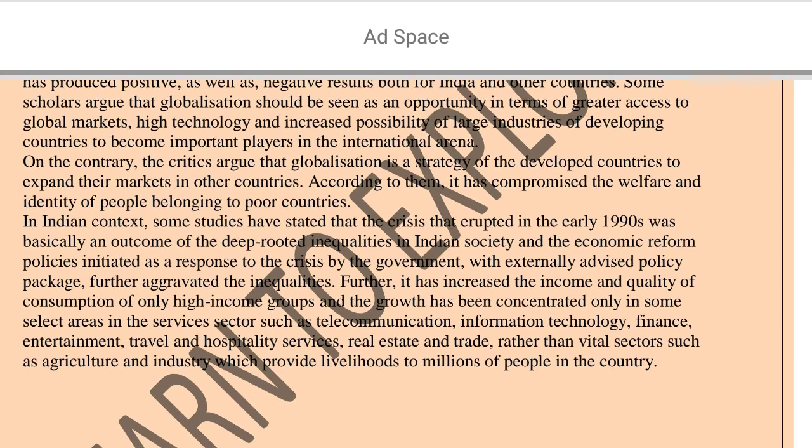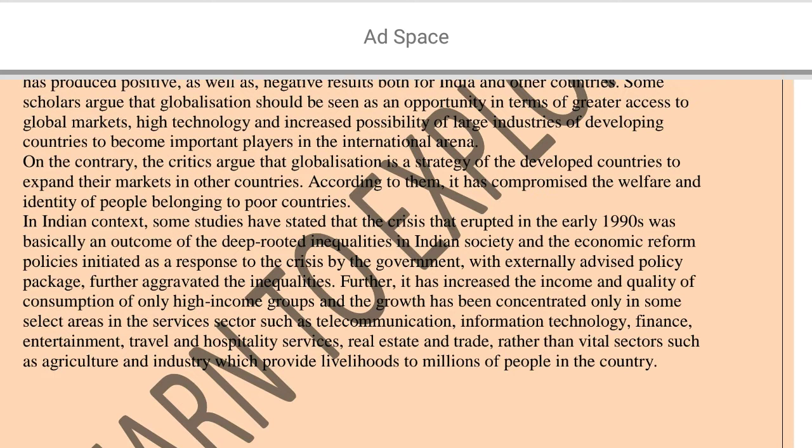In the Indian context, some studies have stated that the crisis that erupted in the early 1990s was basically an outcome of deep-rooted inequalities in Indian society, and economic reform policies were initiated as a response to the crisis by the government, with an externally advised policy package that further aggravated the inequalities. Further, it has increased the income and quality of consumption of only high income groups, and the growth has been concentrated only in some select areas in service sectors such as telecommunication, information technology, finance, entertainment, travel and hospitality services, real estate and trade, rather than vital sectors such as agriculture and industry, which provide livelihoods to millions of people in the country. So it is said that in the Indian context, the new economic reform policy has concentrated the growth and resources in a few sectors, in a few areas belonging to the urban community.